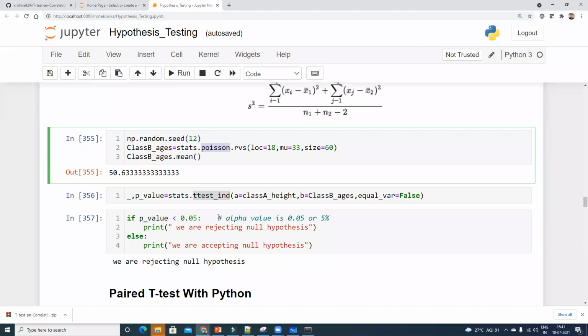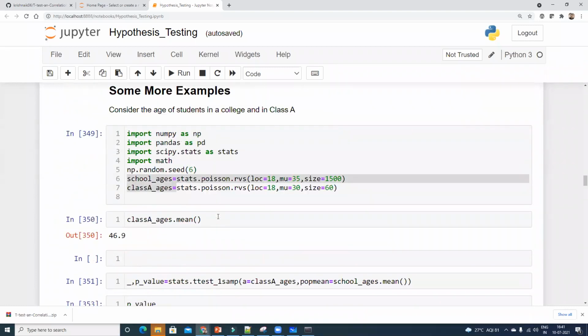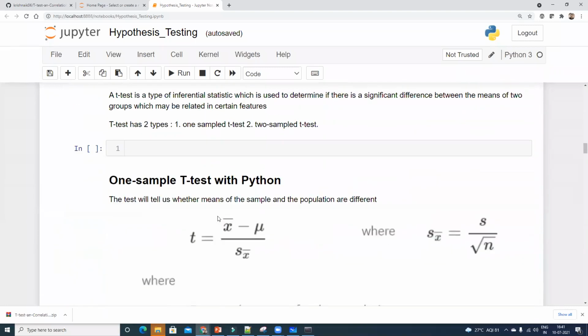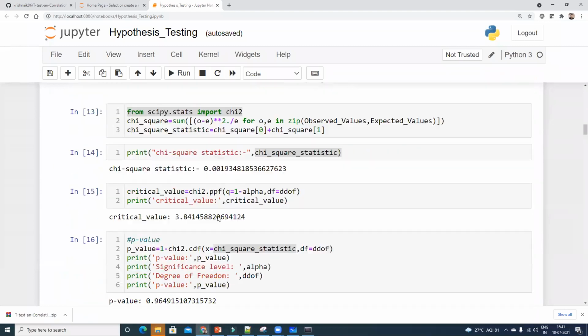Ritik Raj says, what is p-value? Guys, tell me what is p-value now. Have I not discussed p-value?